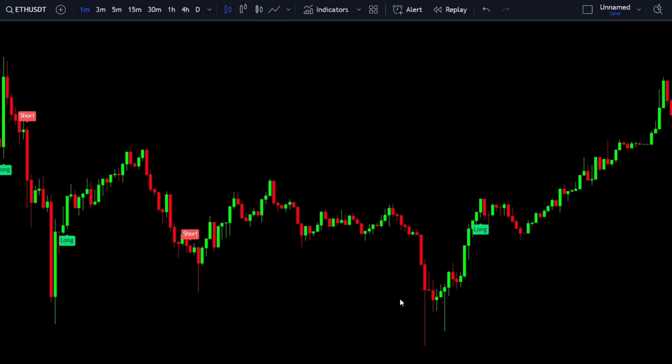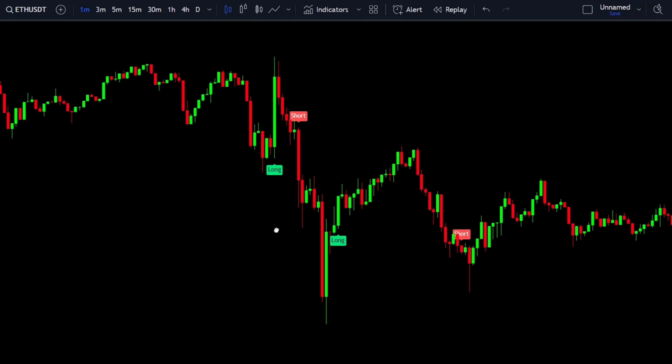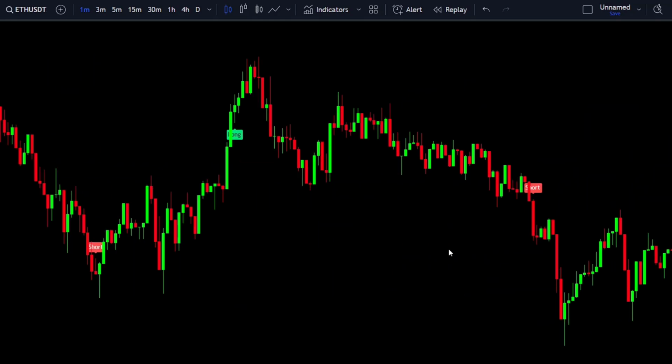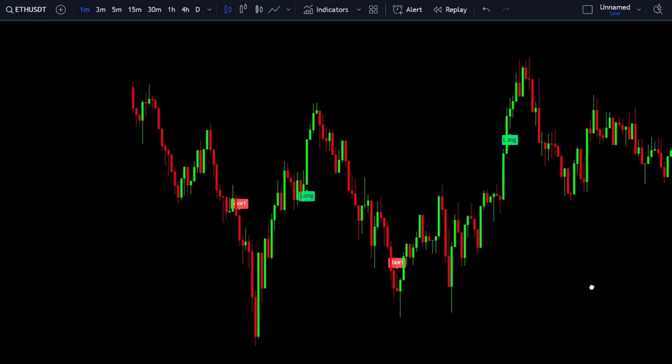This indicator is crucial for gauging market volatility and providing valuable insights into the market's overall direction. It helps identify potential entry and exit points while offering a comprehensive understanding of market behavior.